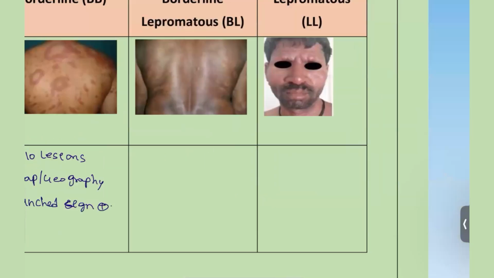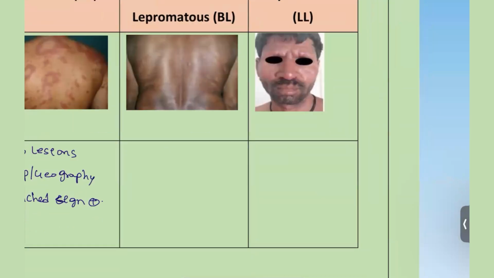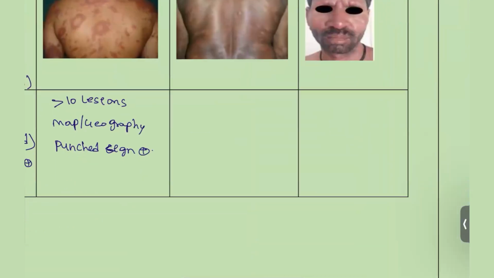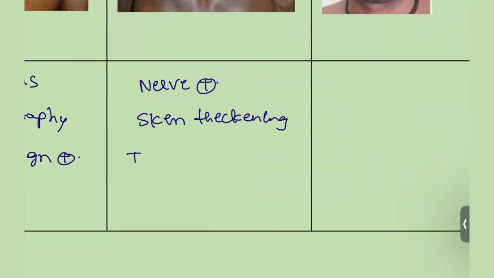Next, borderline lepromatous, BL type. Nerve is also going to be involved here. Skin lesions will be completely thickened. Nerve thickening is also seen, and inverse saucer type.